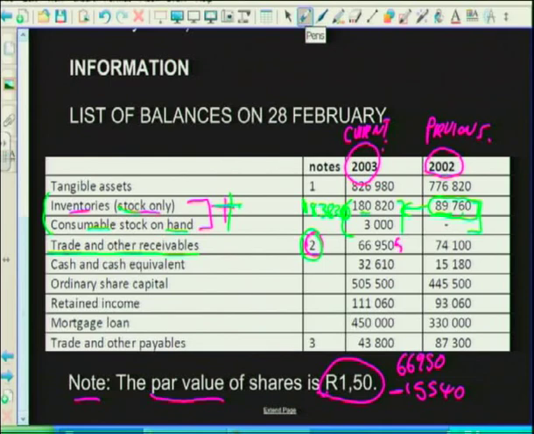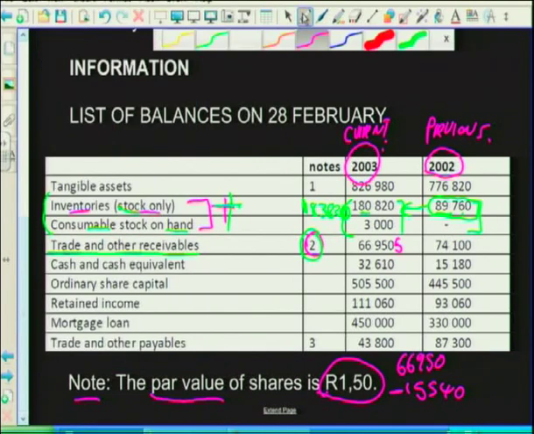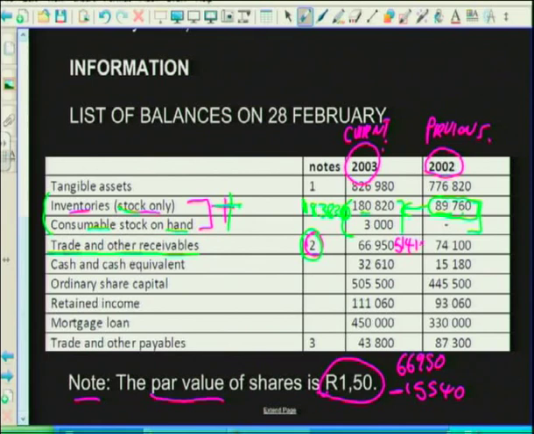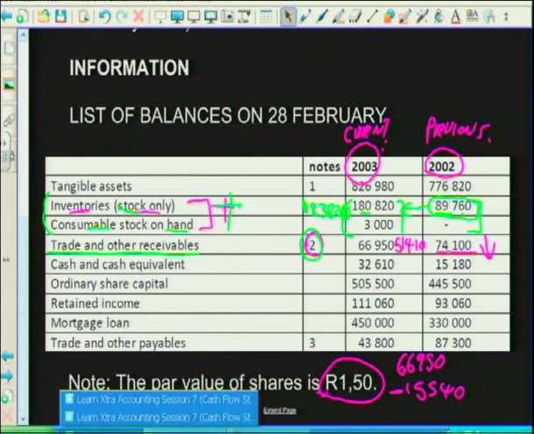Okay, so the figure that I'm looking at, let's just go back to it. It was 51,410. So that's the figure that we need to compare. Right, let's now look at our 2002, compare it to 2003. So 2002, our trade and other receivables was 74,100. 2003, it has now decreased. So there's been a decrease. It's now 51,410. So let's take this information to note number 1.